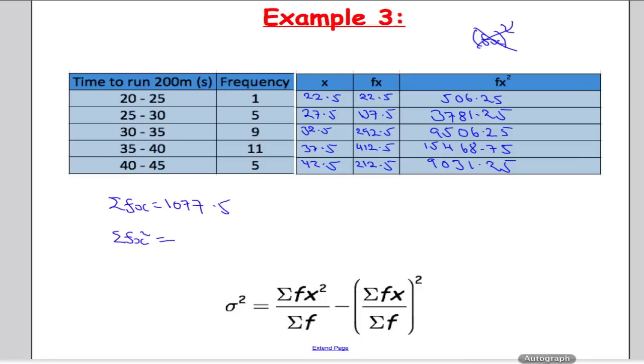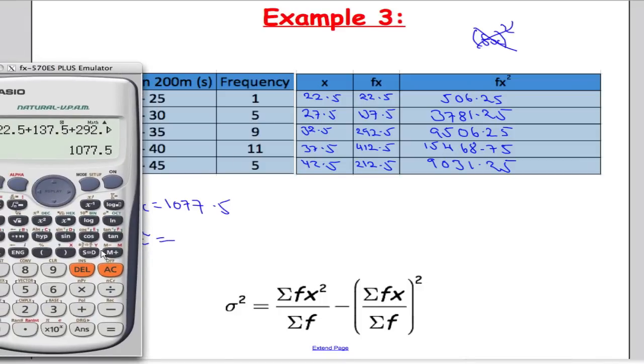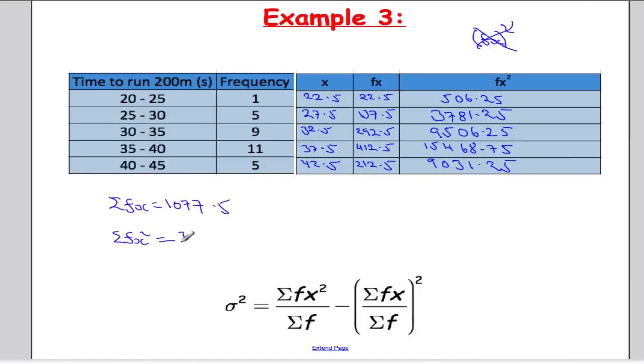We also need the sum of the frequency times the midpoint squared. So summing all of these up now: 506.25 plus 3781.25, 9506.25, 15468.75, and 9031.25. Adding them all together, we get 38293.75.